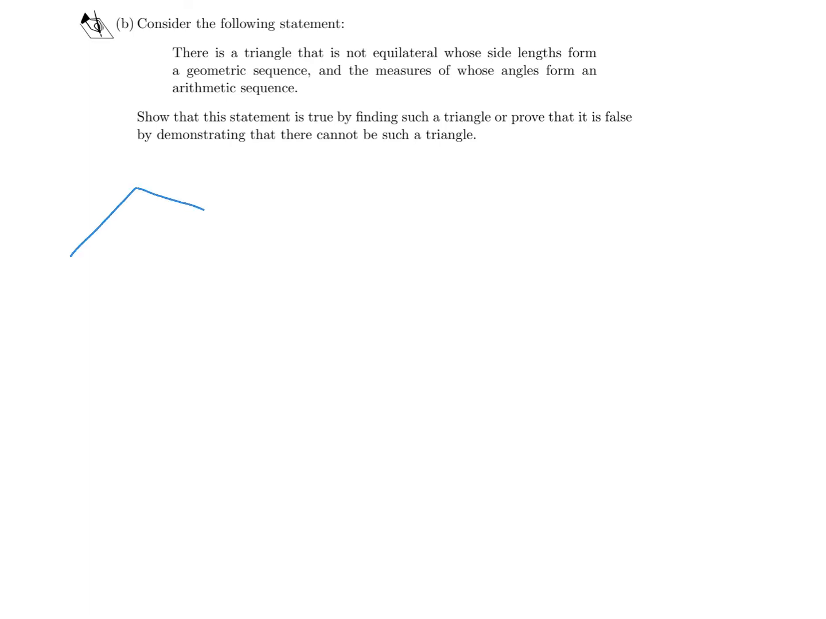Let's draw a triangle that is not equilateral. Label it A, B, C, and then let's label the sides. The sides make a geometric sequence, so the sides would be A, AR, AR to the power of 2. That is a geometric sequence. The angles form an arithmetic sequence, so it would be like theta, theta plus k, theta plus 2k. That's basically the angles.